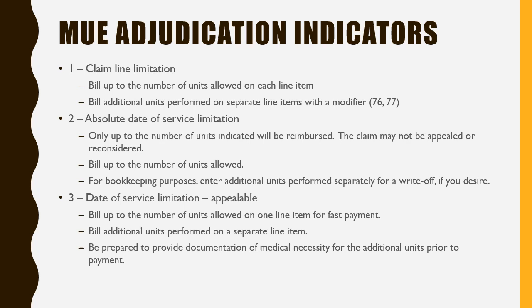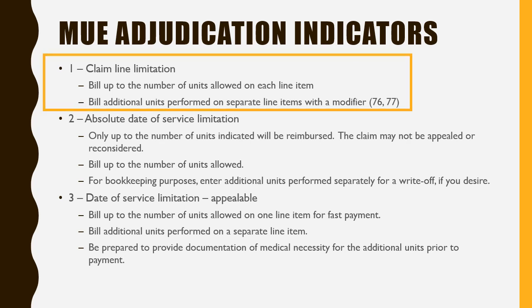An MUE edit with an MAI of 1 has a claim line limitation, meaning the limit on units only applies to each line item on the claim. If you've provided more services than the limit, bill up to the allowed units on one line, then bill additional lines as necessary with an appropriate modifier, for example, modifier 76.